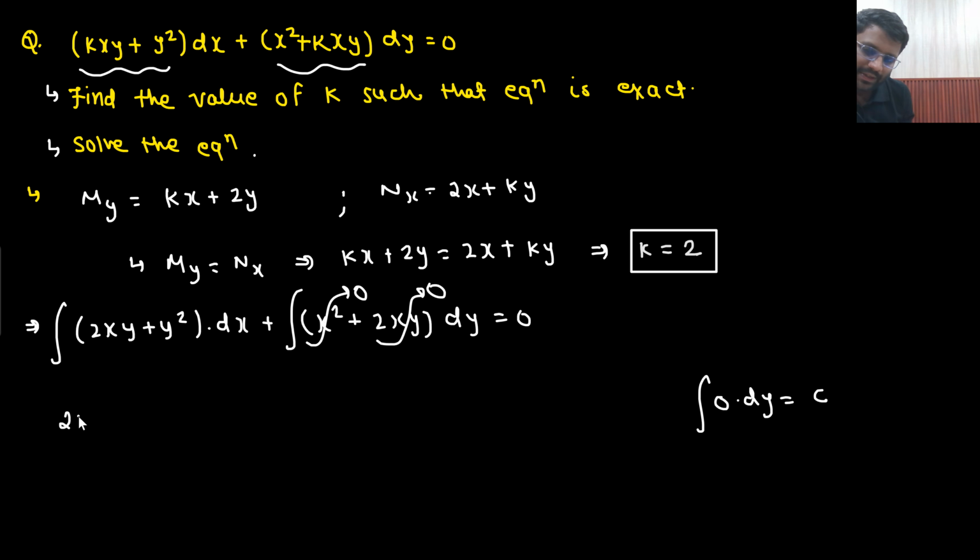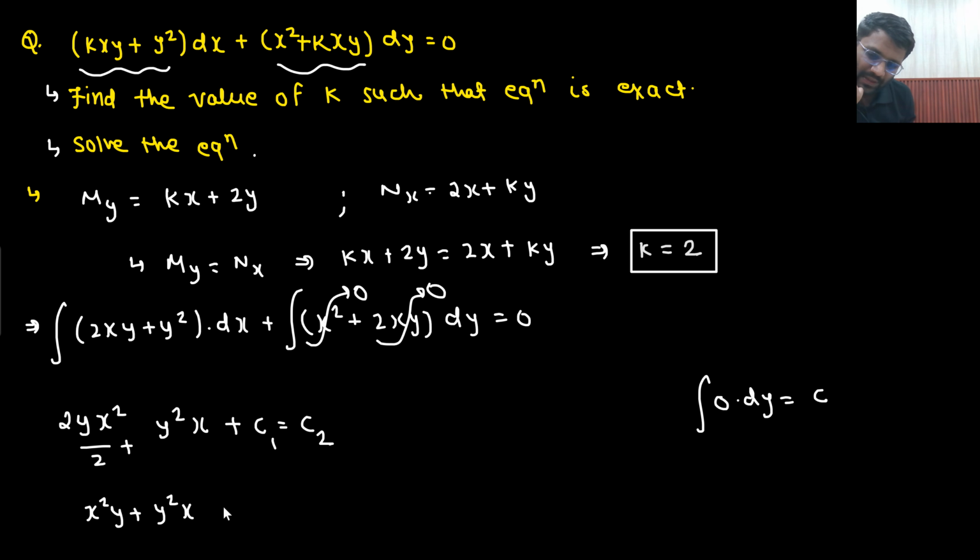So 2xy, y will be treated as constant, x square y plus y square x, right? So y will be treated as constant. So 2y aside, integration of x would be x square by 2, plus y square dx, so y square x plus constant equals constant. So c1, c2 I can write down as one constant. So what answer are you getting? x square y plus y square x equals some constant k. This is the answer that we are getting.